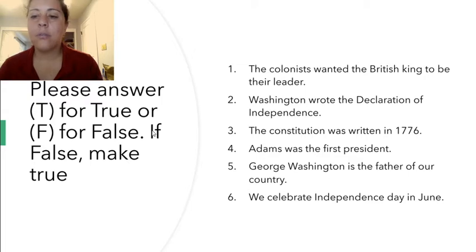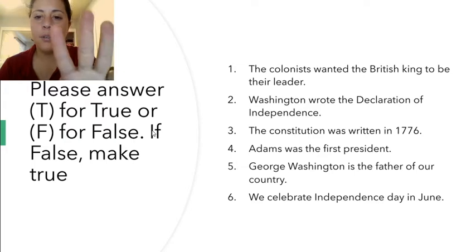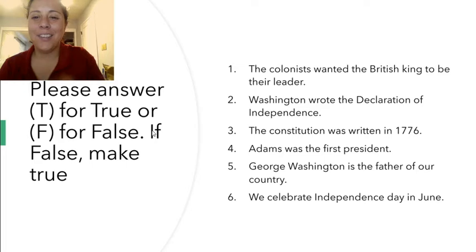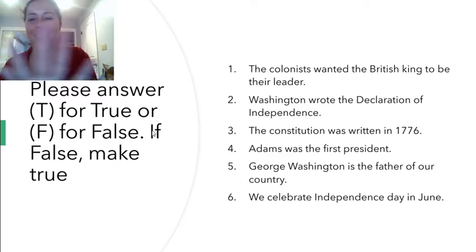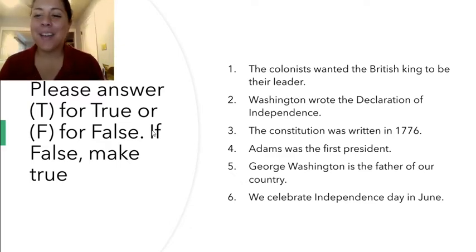Number 4, true or false? Adams was the first president. False. George Washington was the first president. So you can say George Washington was the first president, or you can say Adams was the second president. You have first, second, third, fourth, fifth. So, Adams was the 2nd president.